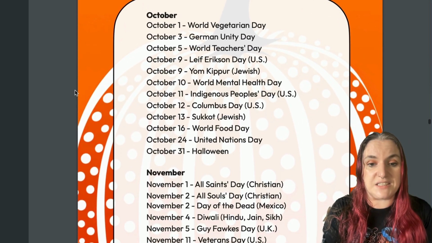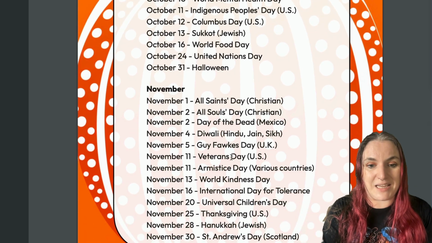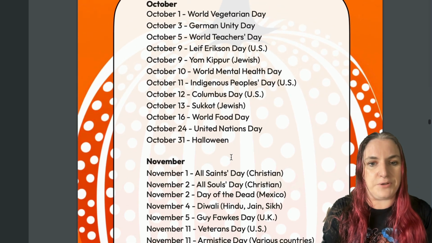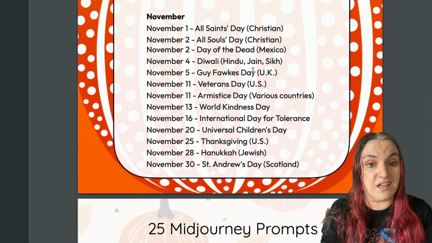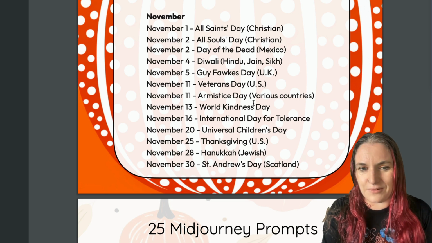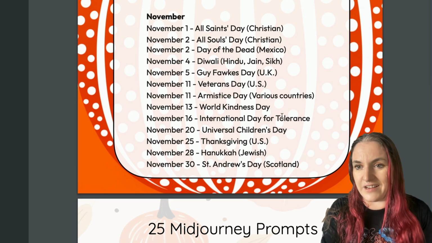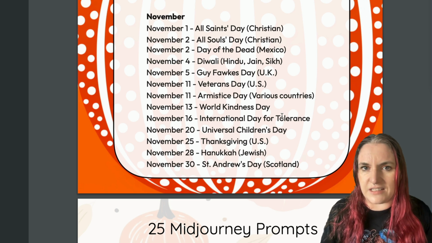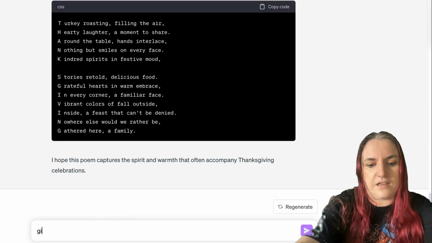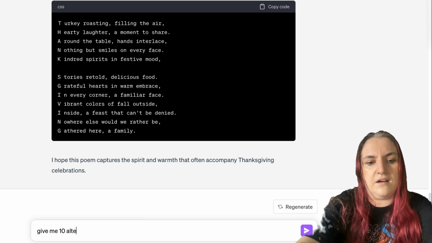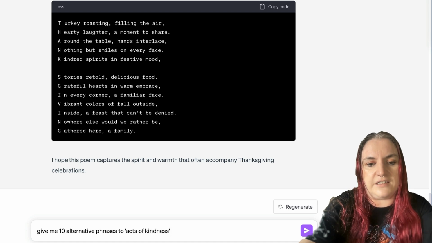So then we have a list of important dates, so you can make sure that you've got these covered if you want to create something for them. Some useful days there, like Diwali, that's a good one. And World Kindness Day. I think that'd be a great journal, like acts of kindness. I don't think you can say acts of kindness. I think that's a trademark. But in fact, give me 10 alternative phrases to acts of kindness.